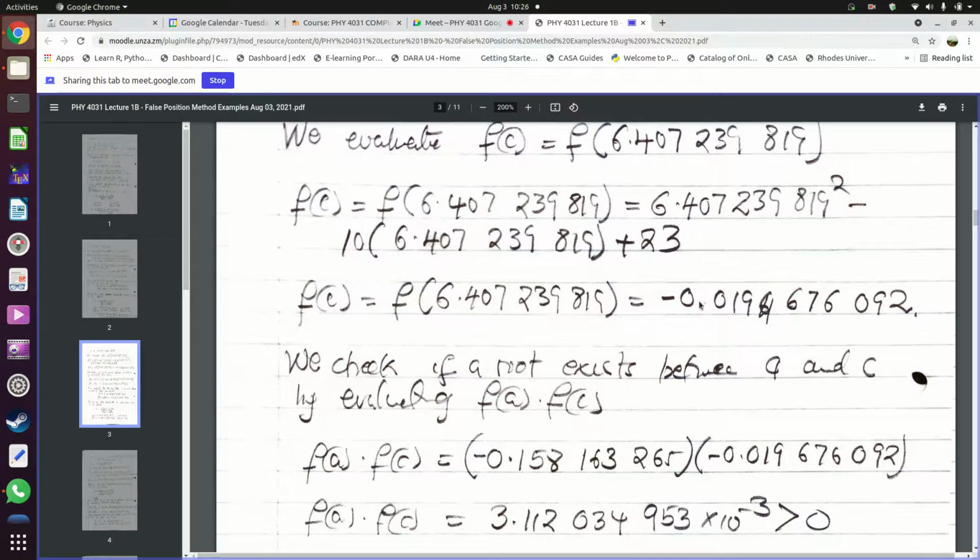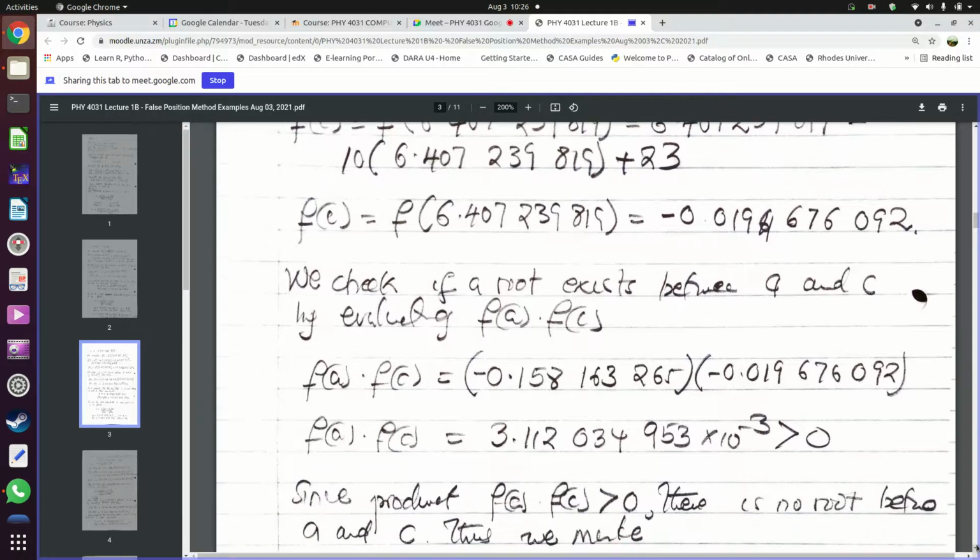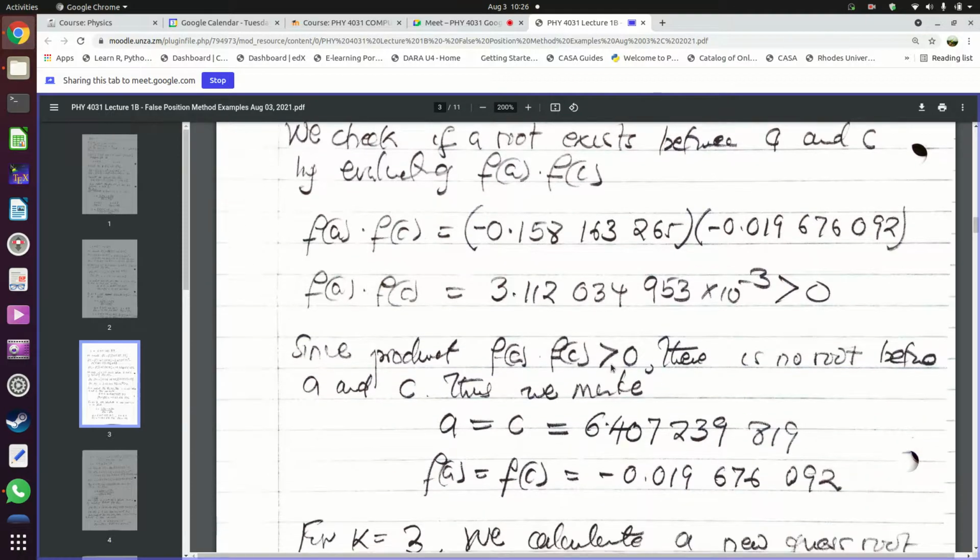Then your f of C is minus 0.19673092. So here you're multiplying a negative number times a negative number, so that should give you a positive number, which is greater than 0. So basically that tells you that between A and C there is no solution. So since the product f of A times f of C is greater than 0, there is no solution between A and C, then you can make your new value of C become your new A.